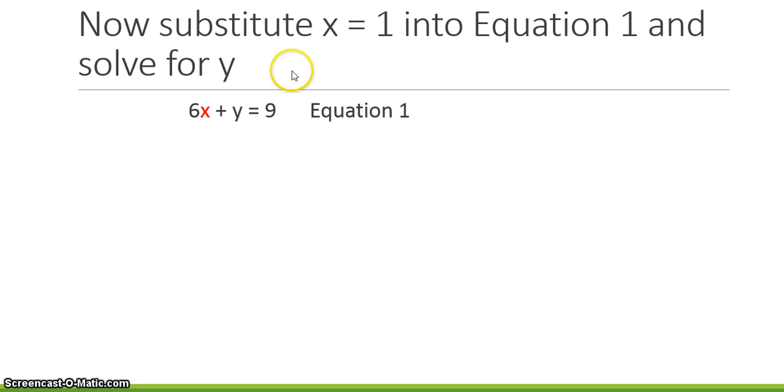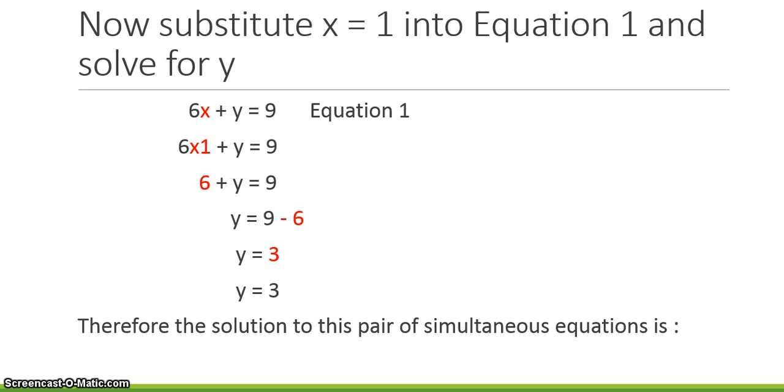Now I just go through the same process as I did before. If I know x is equal to 1, I can substitute it into equation 1 and solve for y. Here's equation 1 again. 6x plus y is equal to 9. If x is equal to 1, I have 6 times 1 plus y is equal to 9. 6 times 1 is 6. 6 plus y is equal to 9. When I take 6 to the other side of the equals, it becomes minus 6. So y is equal to 9 minus 6. Therefore, y must be equal to 3. So therefore, my solution to this pair of equations is x is 1 and y is 3.